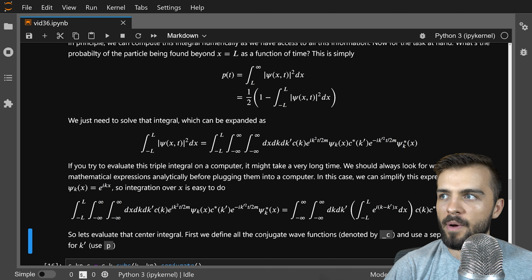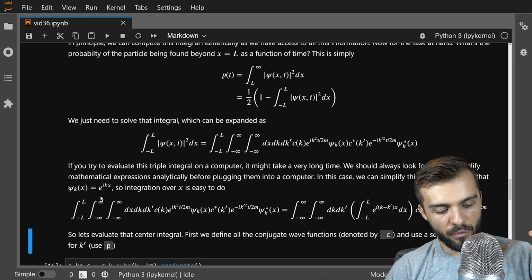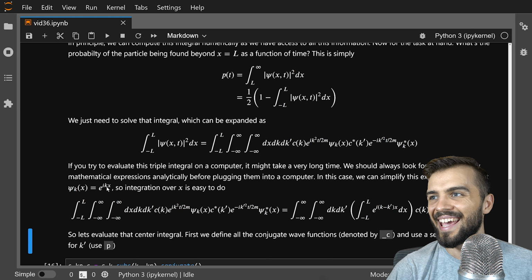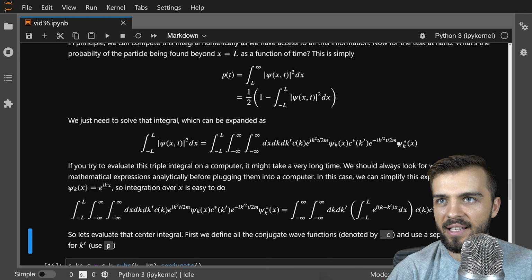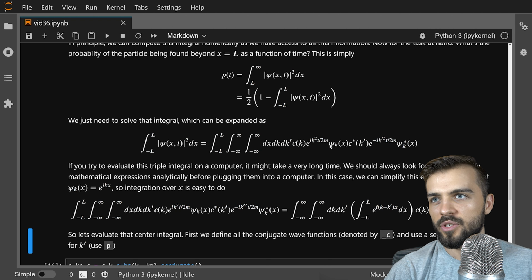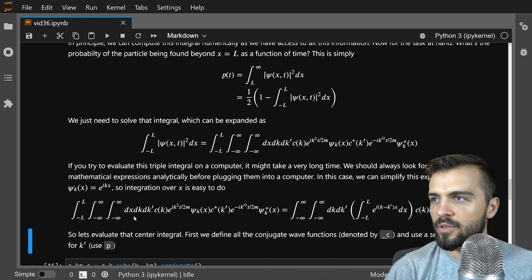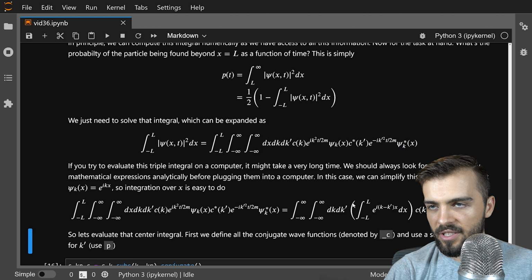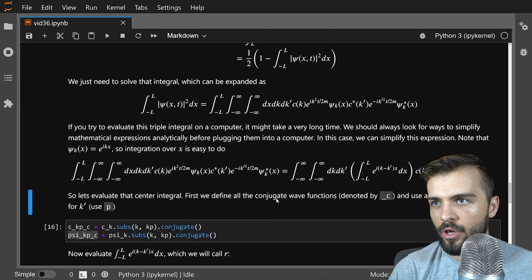So let's simplify the expression. Note that psi_k of x has a really simple format for the free particle. It's just e to the i k x. So integration over x is really easy to do in this triple integral. The only things that depend on x are psi_k and psi_k star here. So we can integrate over these two functions alone and leave all the other coefficients by themselves. So I'll rewrite this integral, just grouping everything in x as a single integral here, and this is an easy integral to do. So we'll evaluate the center integral, and I'm going to define all the conjugate wave functions.